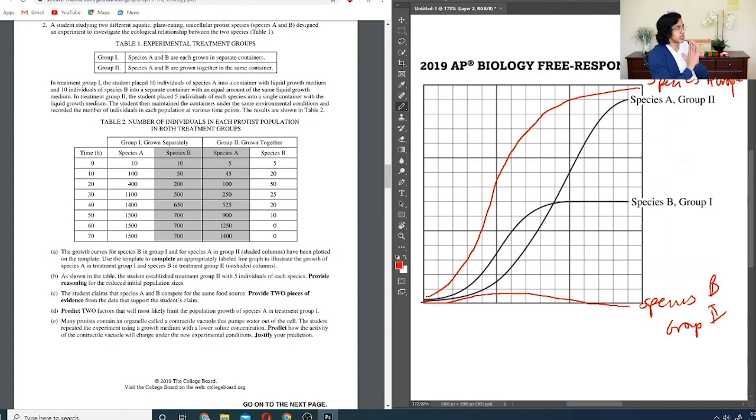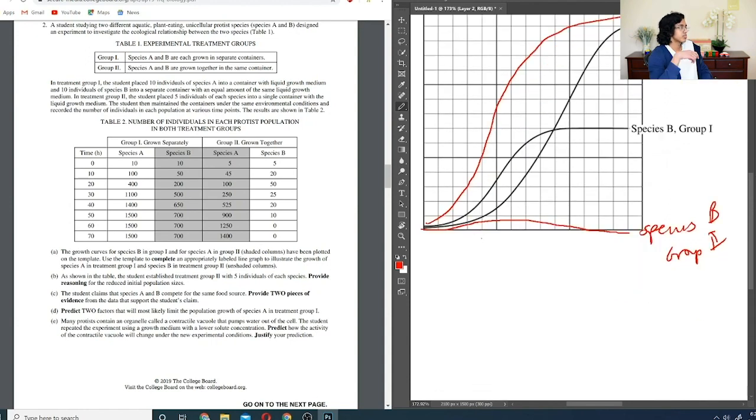I don't feel like graphing. As shown in the table, the student established treatment group 2 with 5 individuals of each species. Provide reasoning for the reduced initial population size. Why? Wouldn't it work perfectly fine? Or maybe if you have more, then resources will get used up faster or something? Oh yeah, I guess larger populations would require more medium.